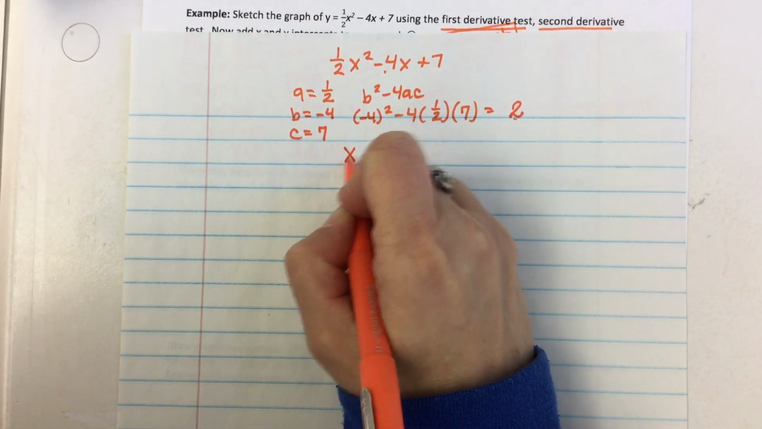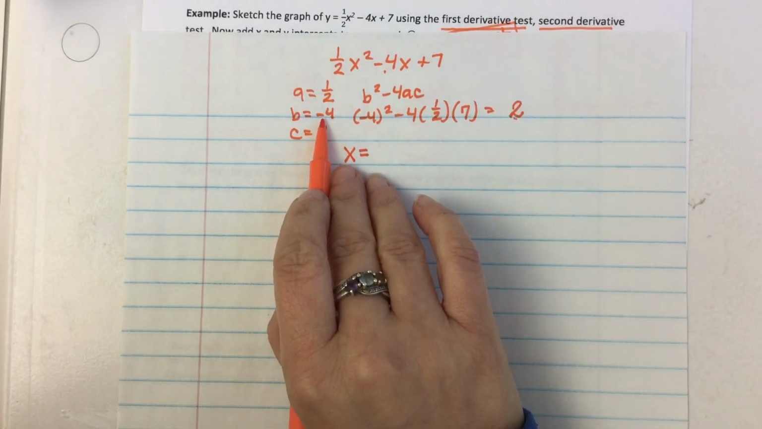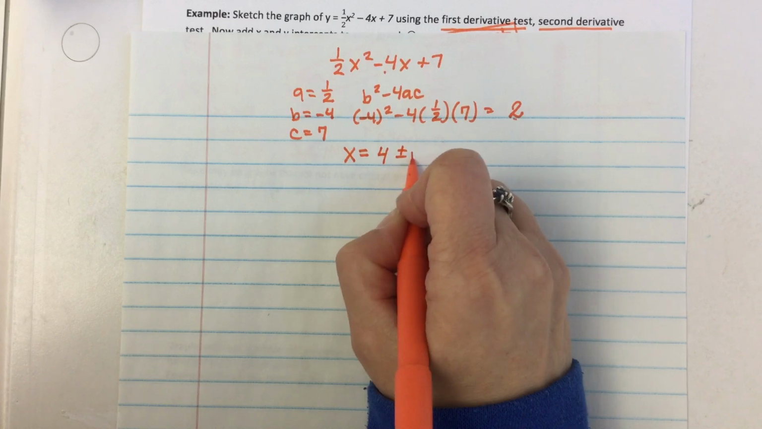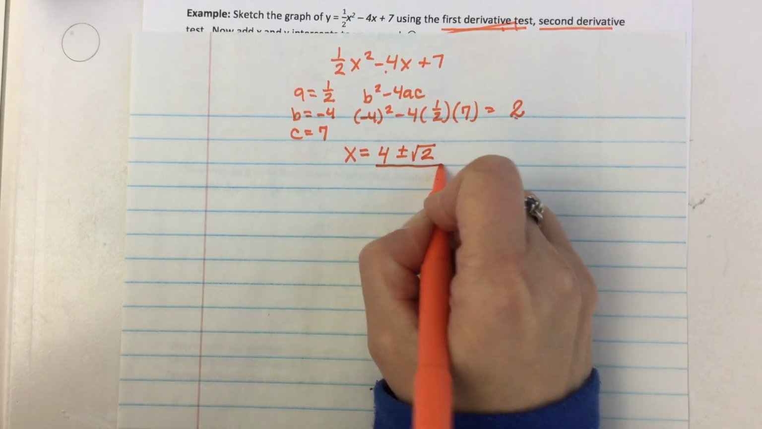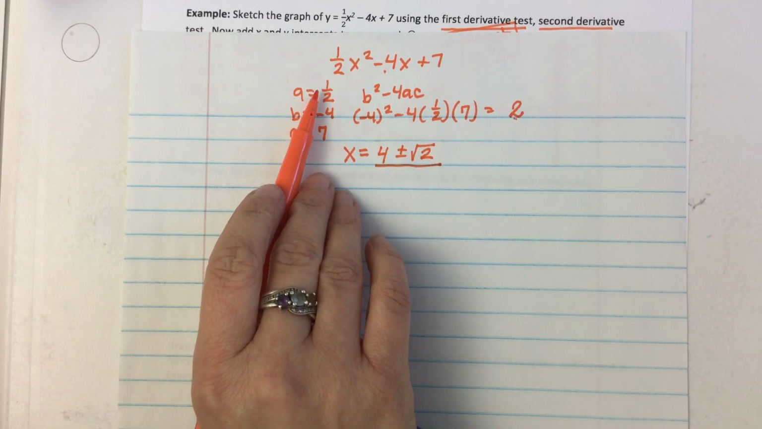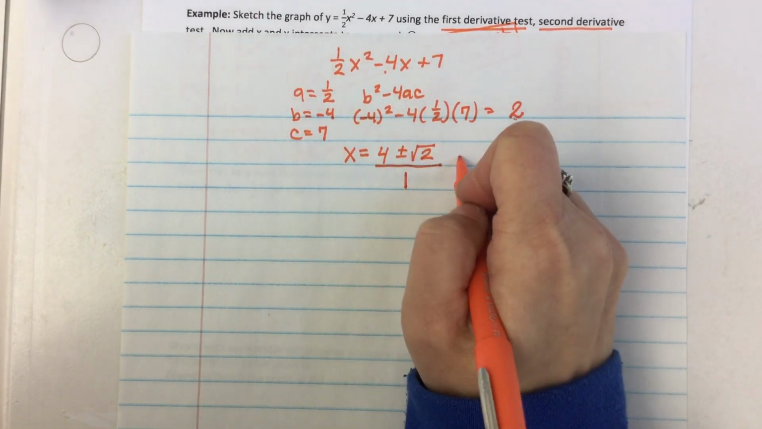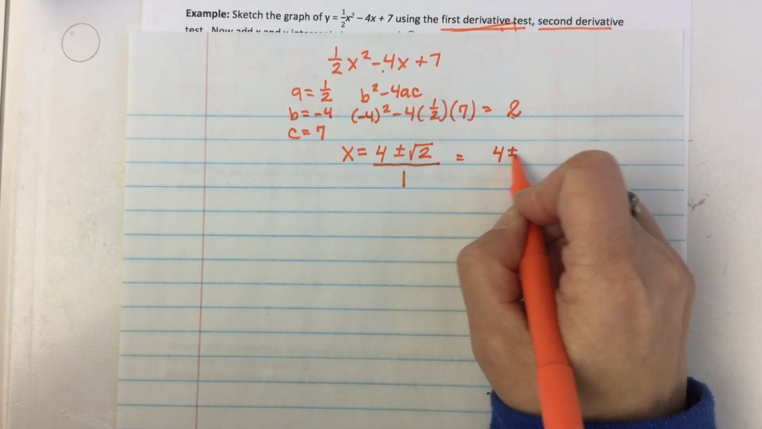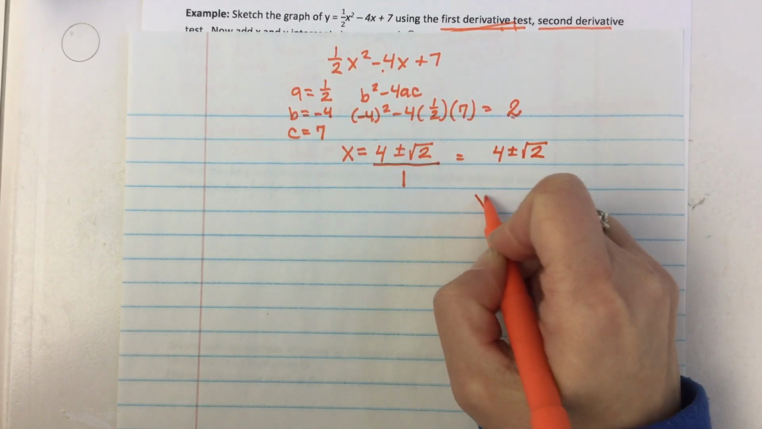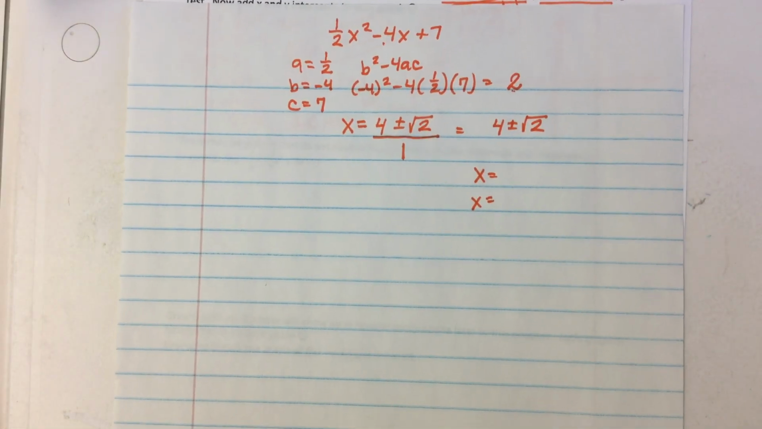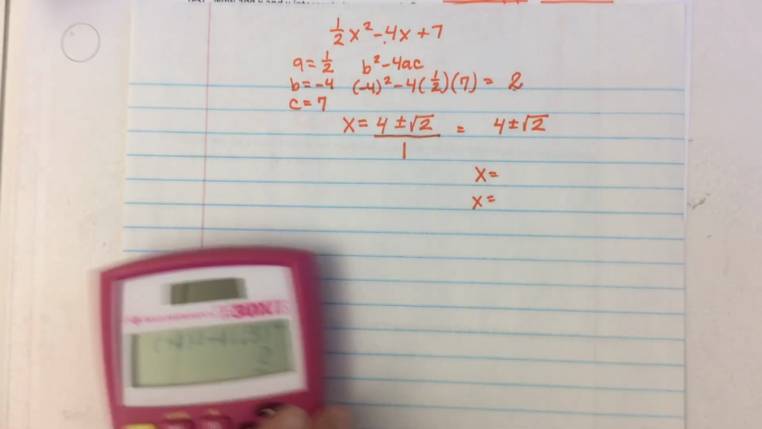Let's keep going with the quadratic. X equals -b. B is a -4, so it's +4, plus or minus the square root of 2, all over 2a. A is 1/2. 2 times 1/2 is 1. Well, if I take anything divided by 1, it's not going to change it. So my x-intercepts are located at 4 plus or minus the square root of 2. Yes, I'm going to end up with decimals.